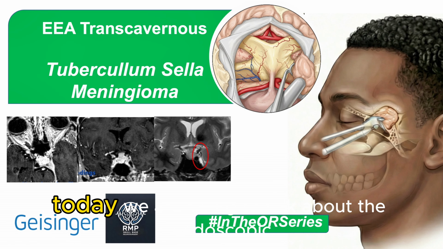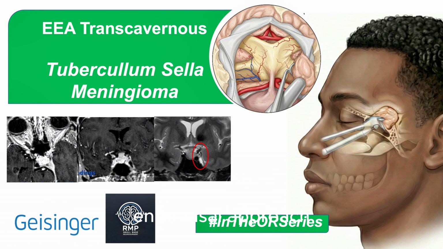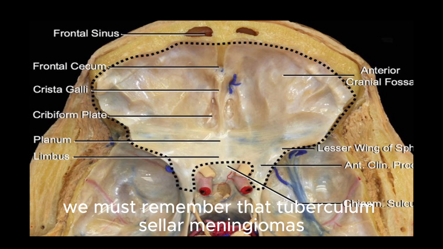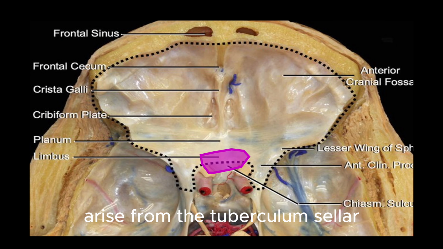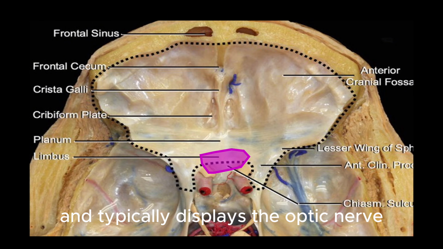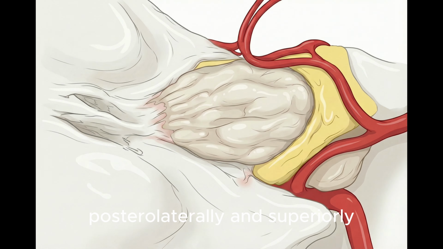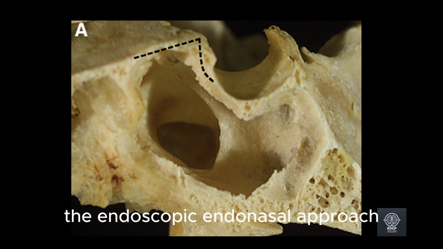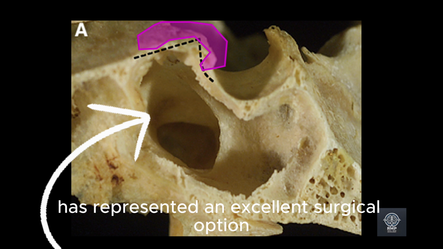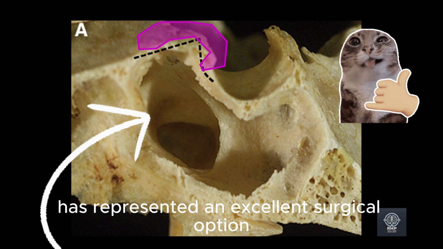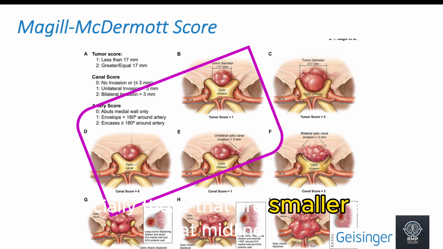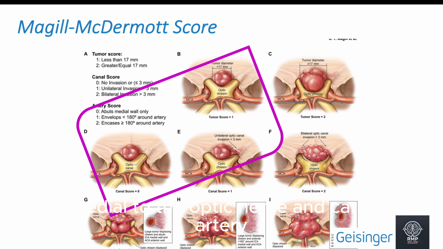Today we're going to talk about the endoscopic endonasal approach for the treatment of tuberculum sellae meningiomas. We must remember that tuberculum sellae meningiomas arise from the tuberculum sellae and typically displace the optic nerves posteriorly and superiorly. Because of this anatomical relationship, the endoscopic endonasal approach has represented an excellent surgical option for some tumors, especially those that are smaller and midline or medial to the optic nerves or carotid artery.